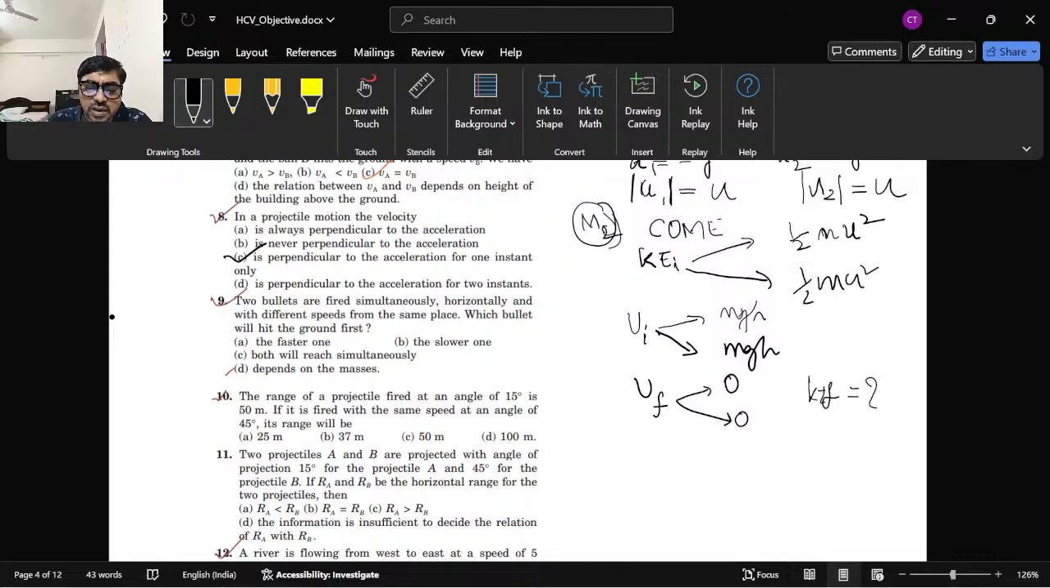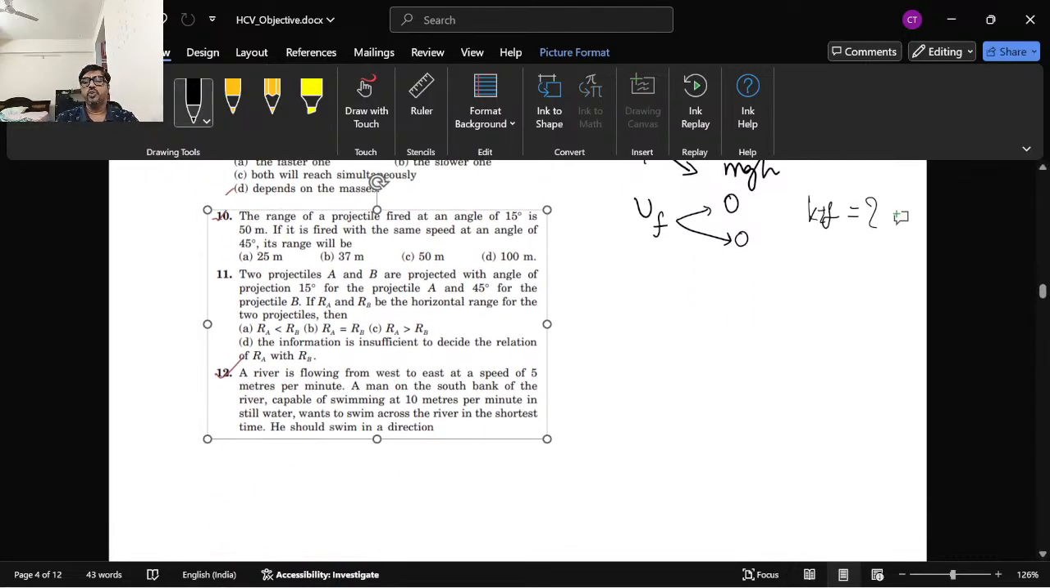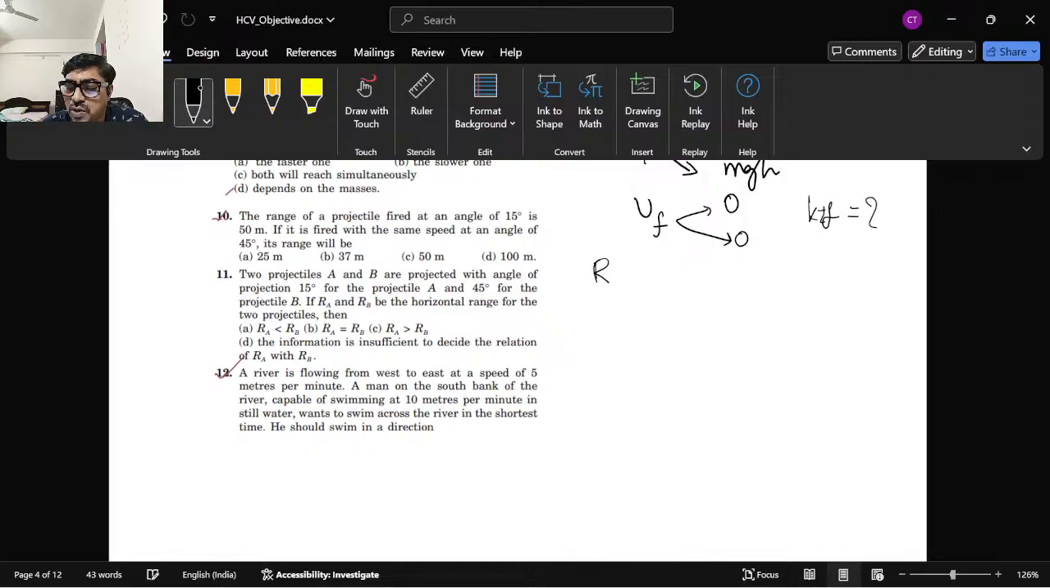Okay, next, 10th question. The range of a projectile fired at an angle of 15 degrees is 50 meters. If it is fired with the same speed at an angle of 45 degrees, its range would be, okay, range formula based. What is the formula for range? U square sine 2 theta by g. So basically proportional to sine 2 theta. Remaining all leave it, just focus on theta. Theta only they are talking about, right? So R2 by R1.